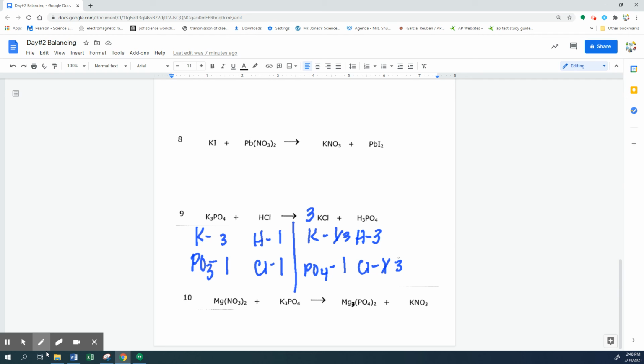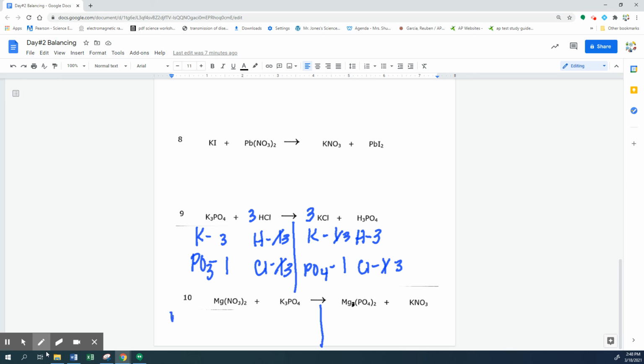Now my hydrogen and chlorine do not balance. So on my reactant side, I'm going to put a 3 in front of those. And then everything balances.